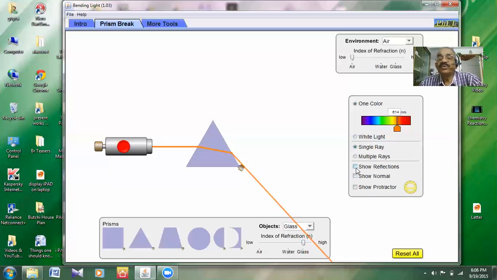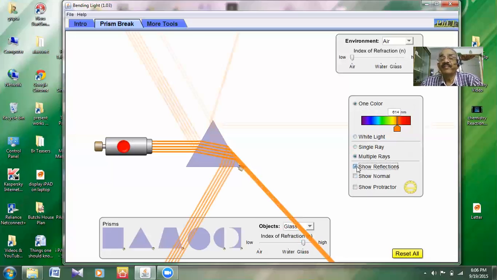Now you can also show multiple rays. You can also see reflections if there is any inside. You can also have a normal at the point of incidence and refraction, and you can also use a protractor to measure it. So it works like this.